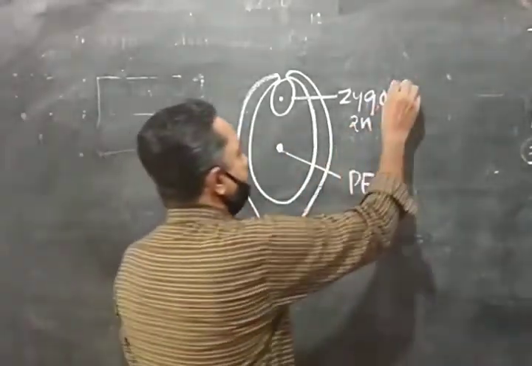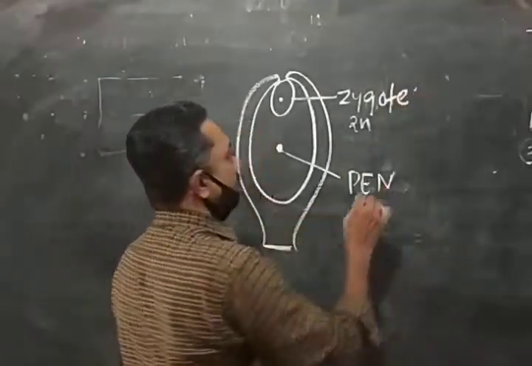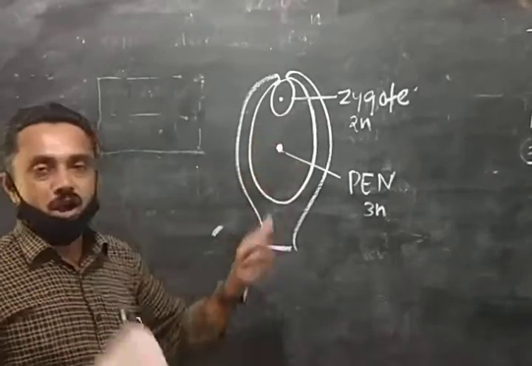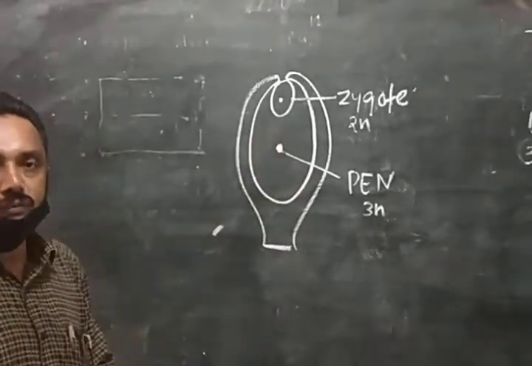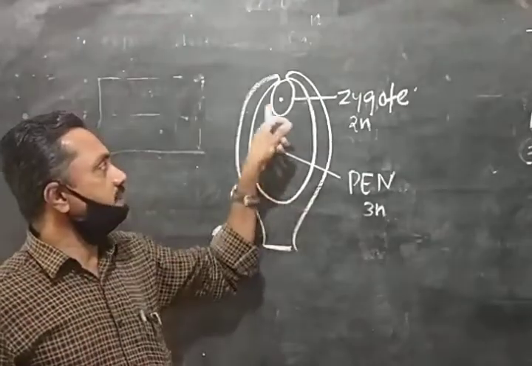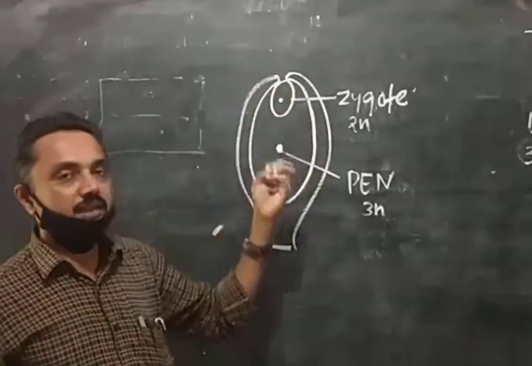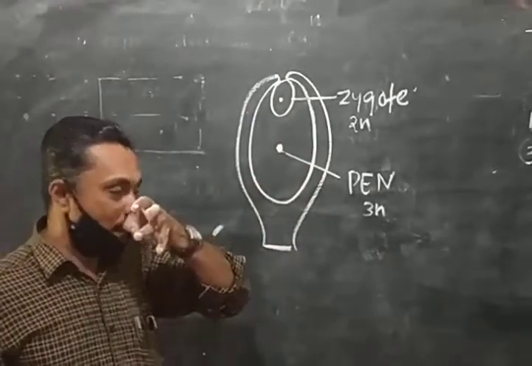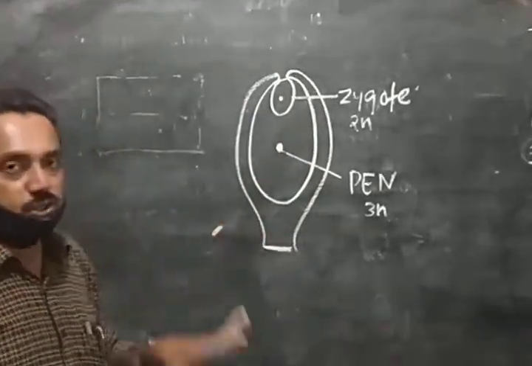The zygote and the primary endosperm nucleus remain, while the antipodals and synergids all disappear. The function of antipodals is not completely explained. Synergids are explained because they guide the pollen tube into the embryo sac through the presence of the filiform apparatus. So this is the process of fertilization.